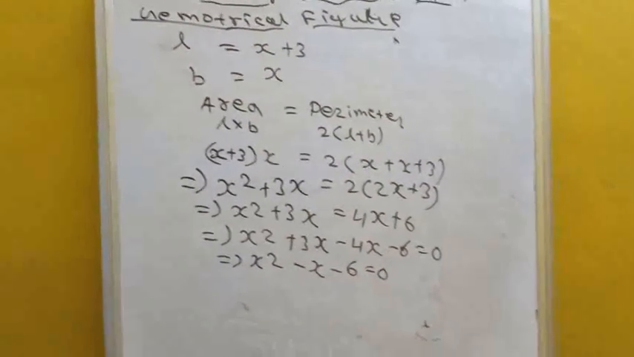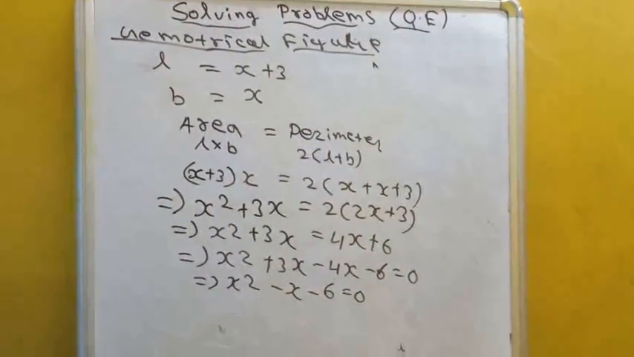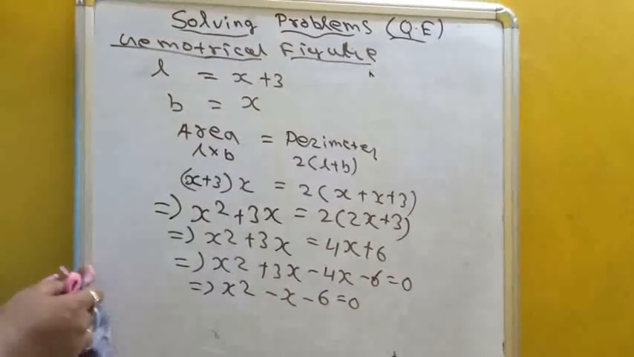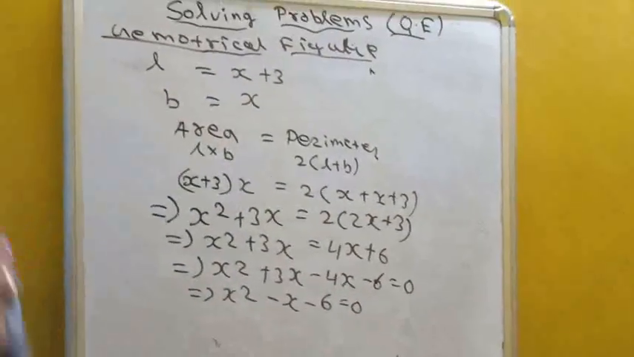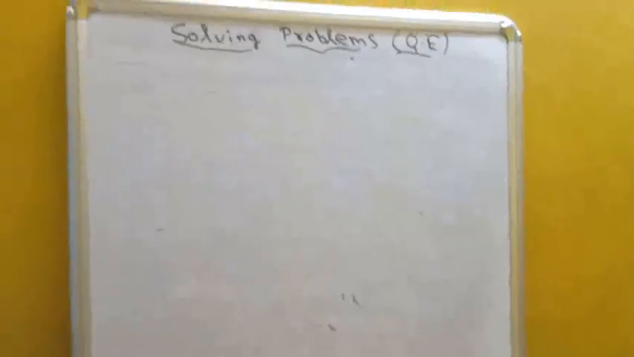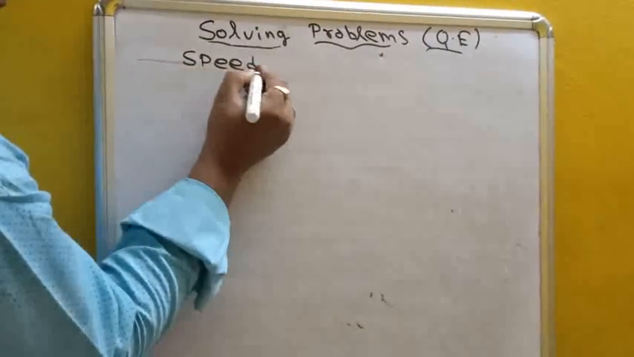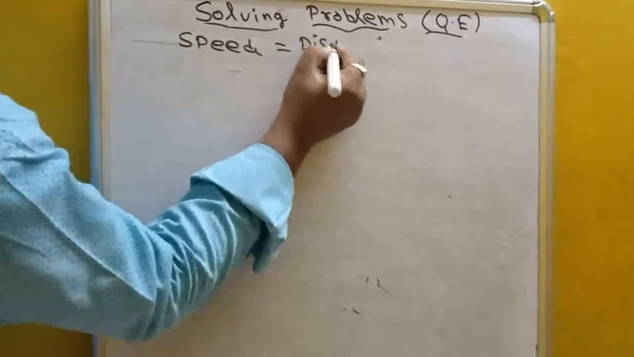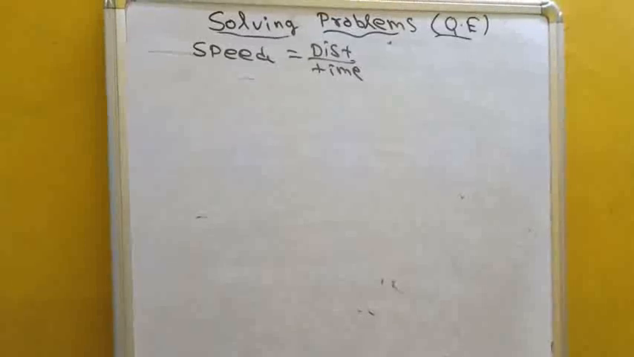Okay, next he will tell you about speed, distance and time. I told you about numbers, geometrical figures, and time and work. The last one is about speed, distance and time. We know that speed equals distance by time. So what will he tell?